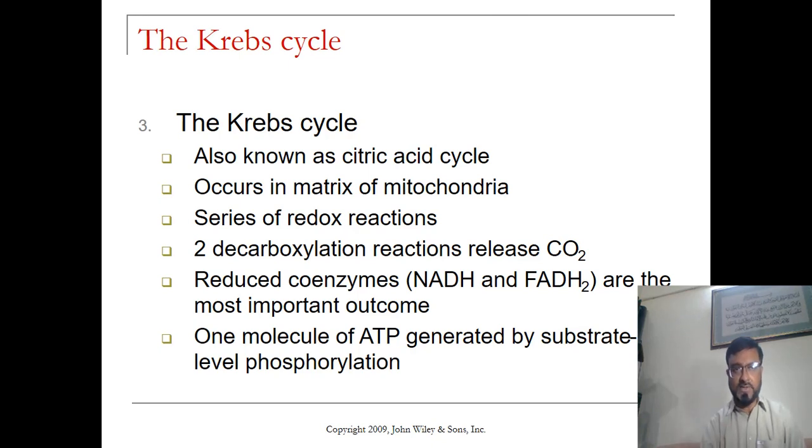Welcome again. Up till now, we have completed the carbohydrate metabolism for the glycolysis process. We have talked about that. Now, today, we will be starting with the Kreb cycle.